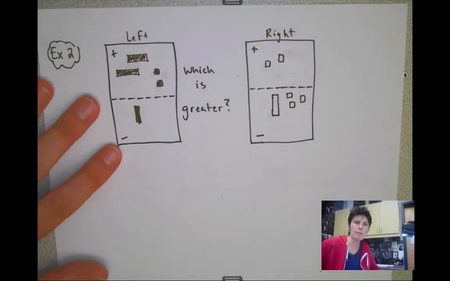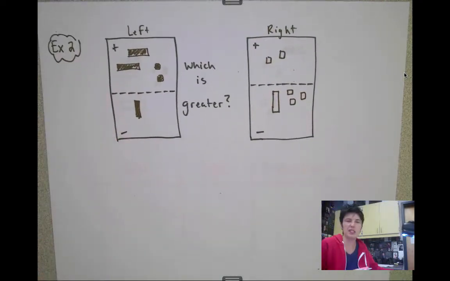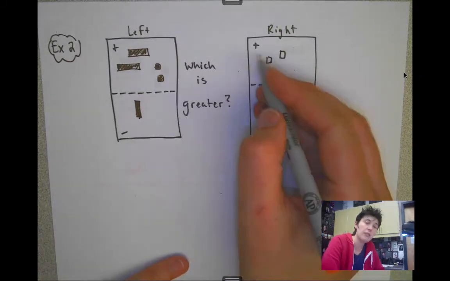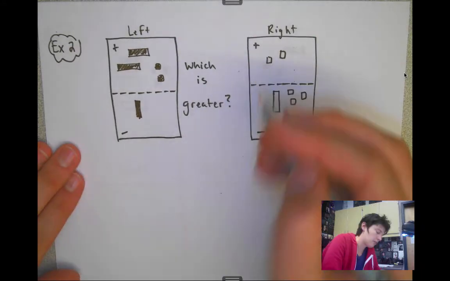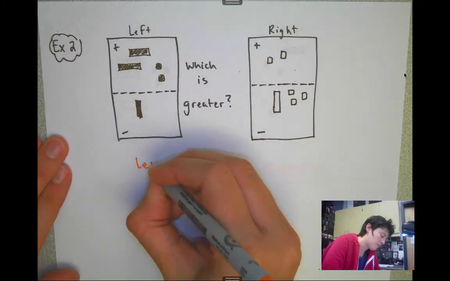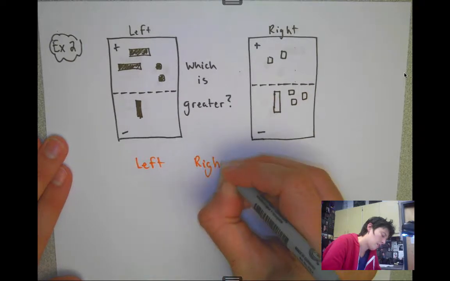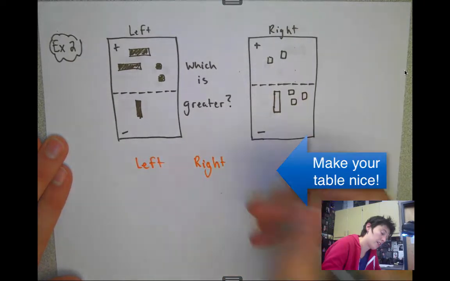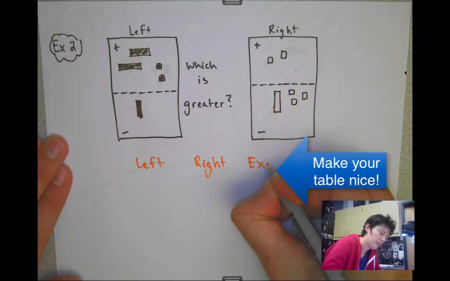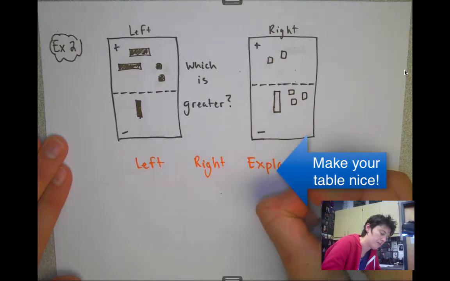Here's example 2. Feel free to pause the video so you can copy down the pictures. I don't want to go too fast. So we have our left and our right, and we're going to organize this into a table. Left, right, and explanation.